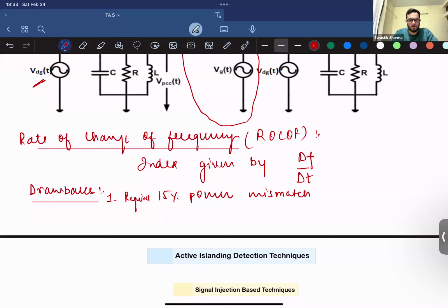Then also, let's say if you have different kinds of loads, right?